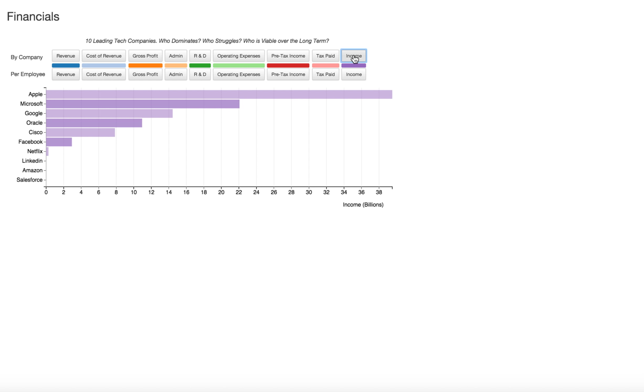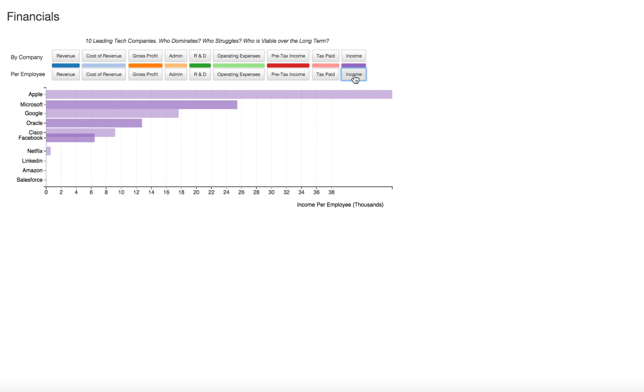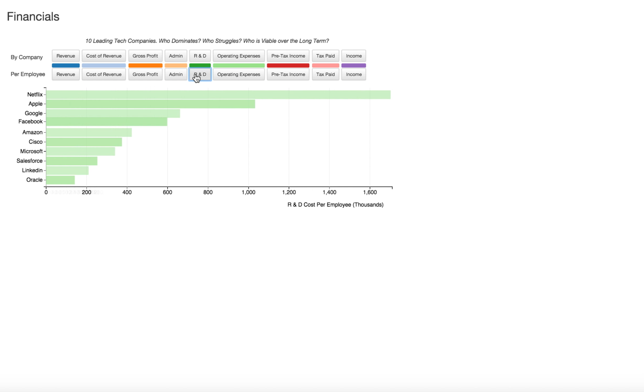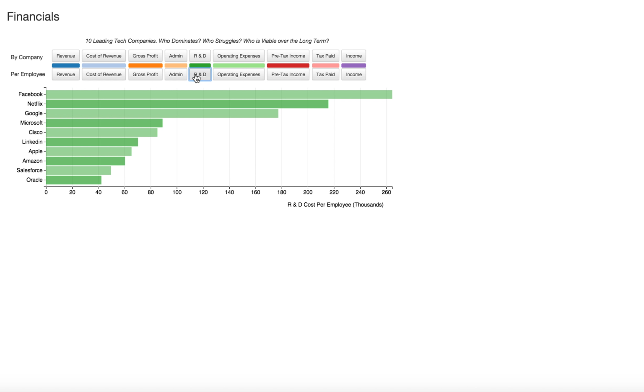I can also look at it in terms of income per employee, or for that matter, any of these financial slices per employee. So taking a look at R&D, for example, you'll see that Facebook spends the most on R&D per employee. Or if you go down to someone like Apple, who is very heavy on the product side, yet their total spending in R&D per employee is a little more than $60,000 per year.